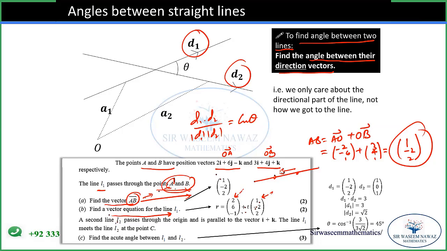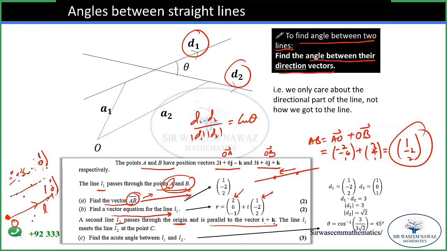A second line L2 passes through the origin. Now this is the other line L2. It passes through the origin, suppose this is the origin here, and is parallel to the vector i plus k. Again the same thing, it is parallel to this i plus k. So when they are parallel, what is the direction vector of this one? 1. There is no j, so I write 0. For k I write 1. So the direction vector of this line will also be 1, 0, 1.